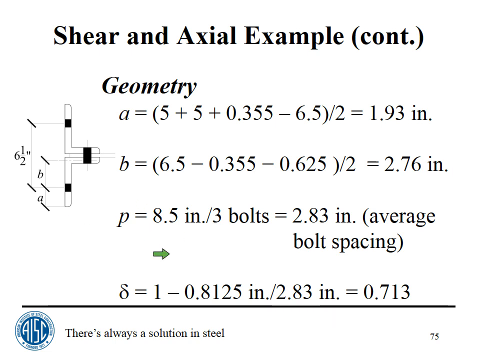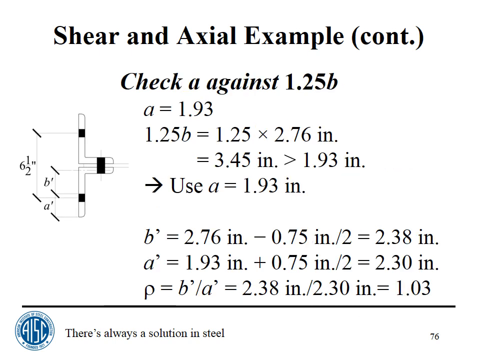P, the tributary length for bolt. The angles I told you were 8.5 inches long, and there's 3 bolts. So the average tributary length per bolt is 2.87 inches per bolt. Therefore, delta is 1 minus the hole diameter, which is 13/16, over P, the tributary length for bolt, gives me 0.713.